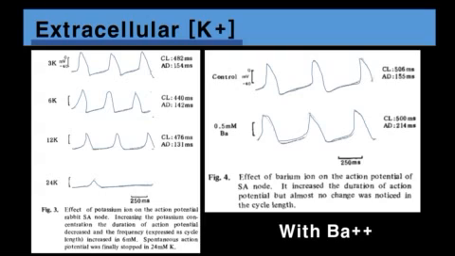Figure 4 shows the effect of barium ion, the potassium blocker. It increased the duration of the action potential, but almost no change was noticed in the cycle length.